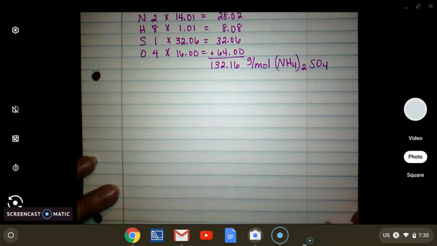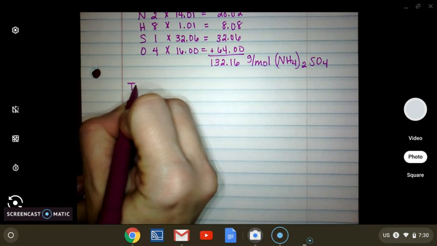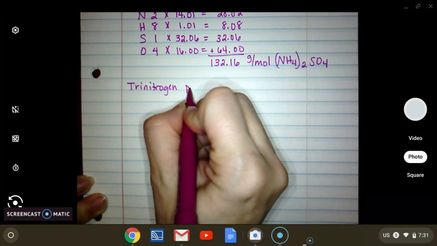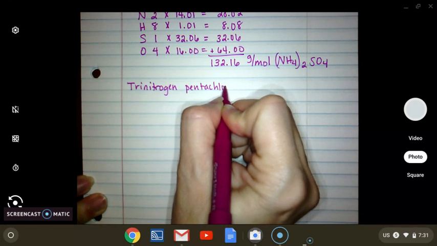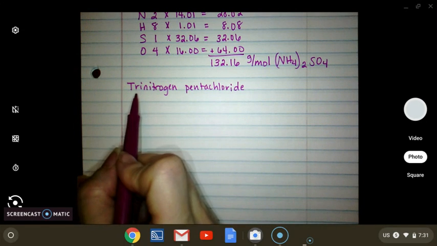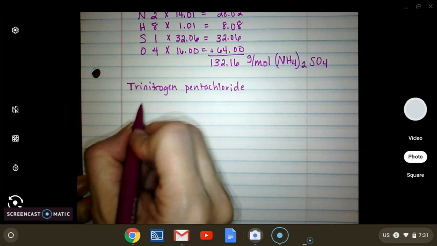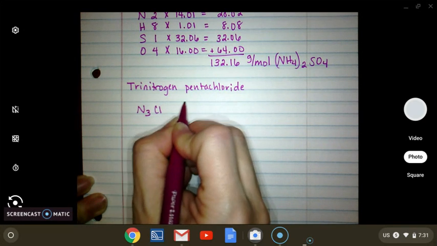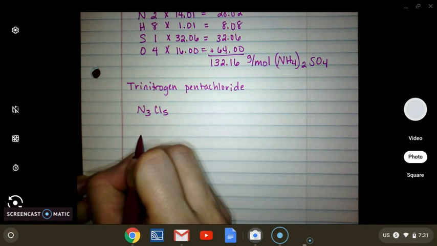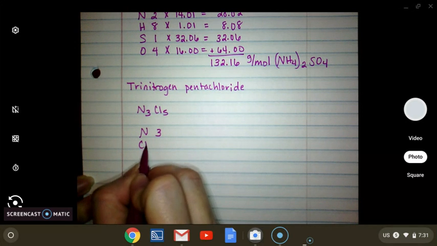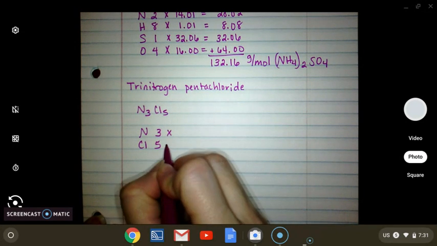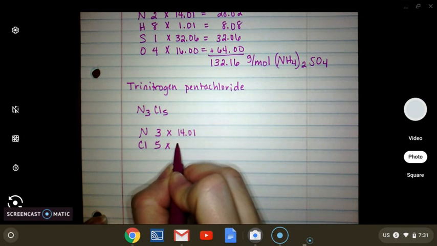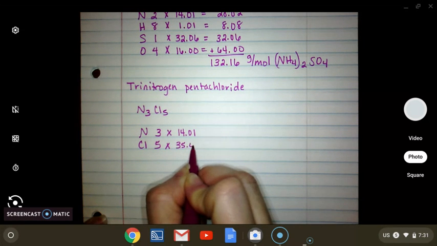So I'm going to do one that was a covalent bond. So we're going to do trinitrogen pentachloride. And remember, with this, the prefix goes with the actual word. So nitrogen is N, tri is 3, chloride is Cl, penta is 5. So you split them up. Then you're going to multiply them by their atomic mass. Nitrogen, again, is 14.01. Chlorine is 35.45.